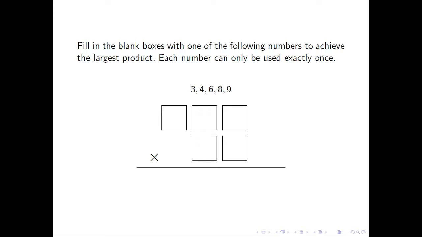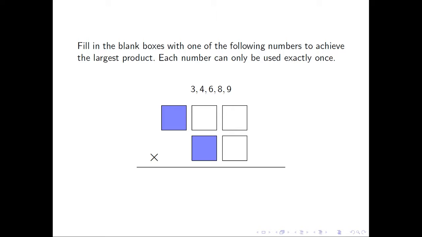Well, in order to do this, we have to look at the higher numbers. 9 and 8 are the two highest numbers in that list. So where should they go? Well, they should go in the highest place values. So those are the two highest place values right there. I highlighted them in blue.